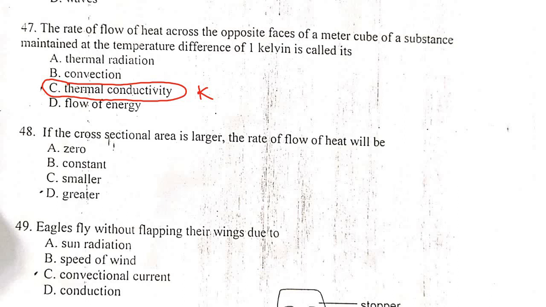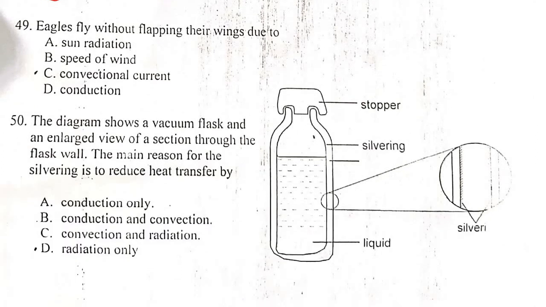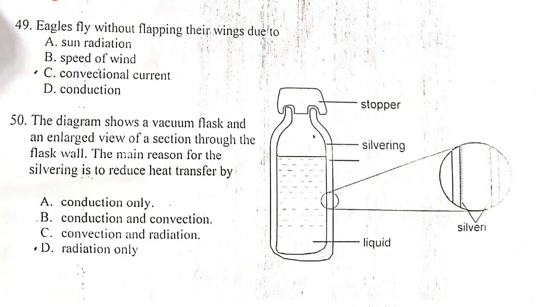If the cross-sectional area is larger, then the rate of flow of heat will be large, because the rate is directly proportional to cross-sectional area. Option D is the right answer. Eagles fly without flapping their wings due to convection current in air. Option C is the right answer.